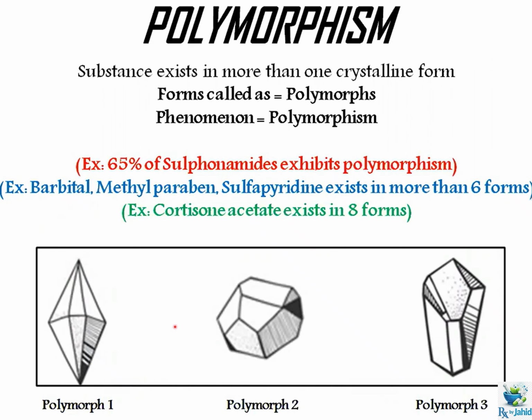So you can see these are the different polymorphs of the same drug. This is showing one arrangement, this polymorph is showing another arrangement. These three are of the same active substance but having different shapes.